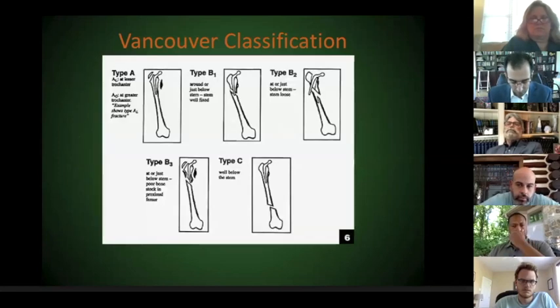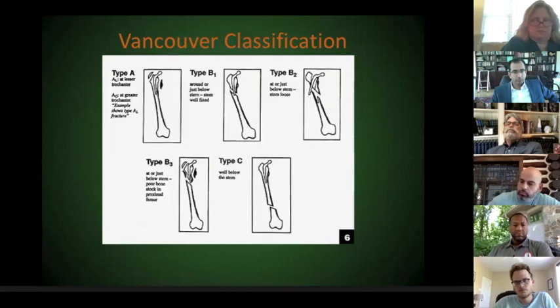Type A is around the greater or the lesser trochanter, also known as a G or an L. Usually the way I think about this, I think about the extremes. A type C is well below the stem. And then a type B is at or around the stem, and that's subdivided into a B1, B2, and B3. The B1 is at the stem with just a little bit at the tip, and the stem is well fixed. B2, same location, the stem is loose. And B3, same location, the stem is loose, and there's a decrease in bone stock.